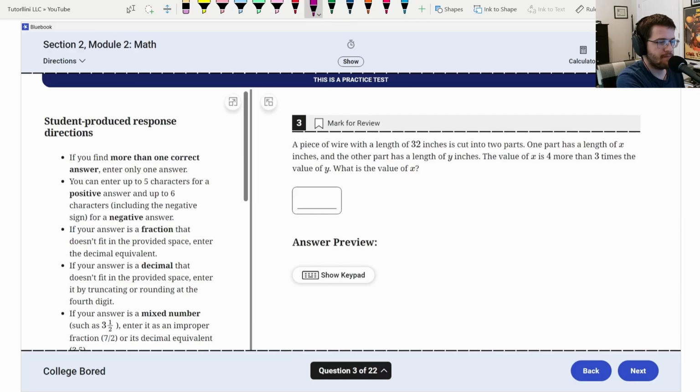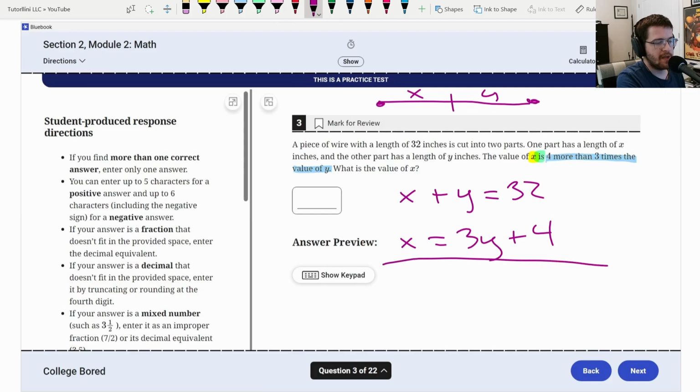Okay, question 3. So we have a piece of wire, and it's cut into 2 parts. One part has a length of x, the other part has a length of y. It says it has a total length of 32, so we're going to write x plus y equals 32. And then this other equation, which we're going to decode much more carefully, it says x is, okay, so that's x equals, and then it says 4 more than 3 times the value of y. So 3 times the value of y is just 3y. 4 more than that means to add. So 3y plus 4.